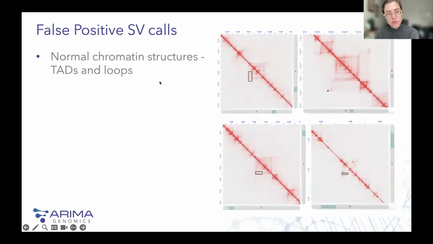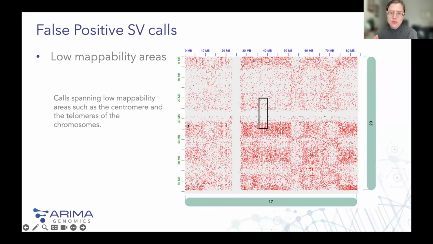Yes, so another type of false positive calls that you can have is in the case of normal structures. So TADs and loops might seem a little suspicious to any program that just looks for enrichment of signal, compared to the background. So what we have here is some cases from some of our samples that we noticed that Hi-C Breakfinder made some mistakes in our opinion, and it called the normal TADs and loops as a SV. So keep in mind that that might also happen. And another interesting case is in areas of low mappability.